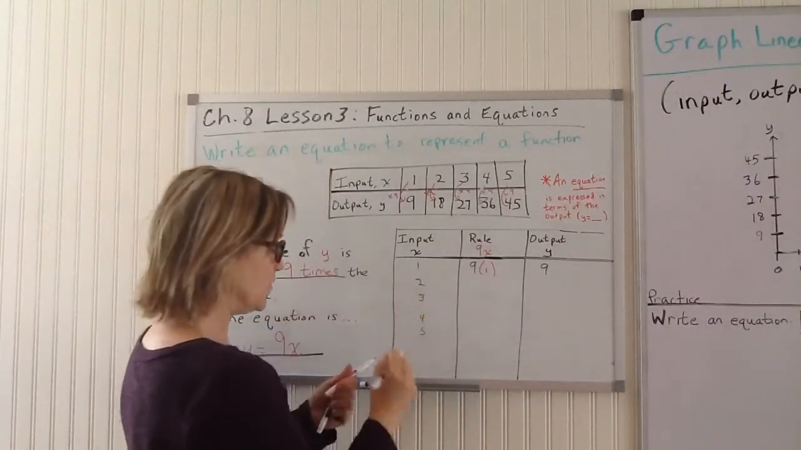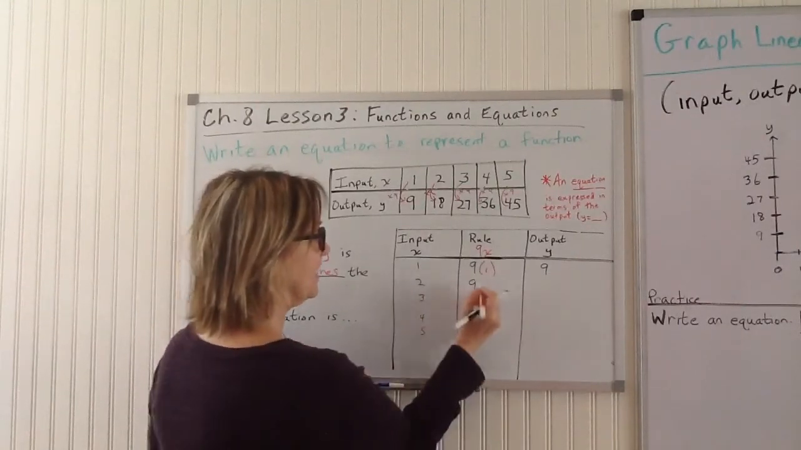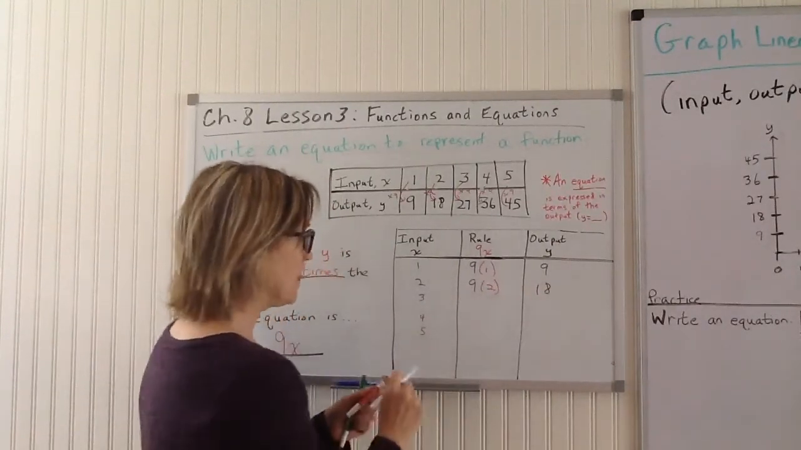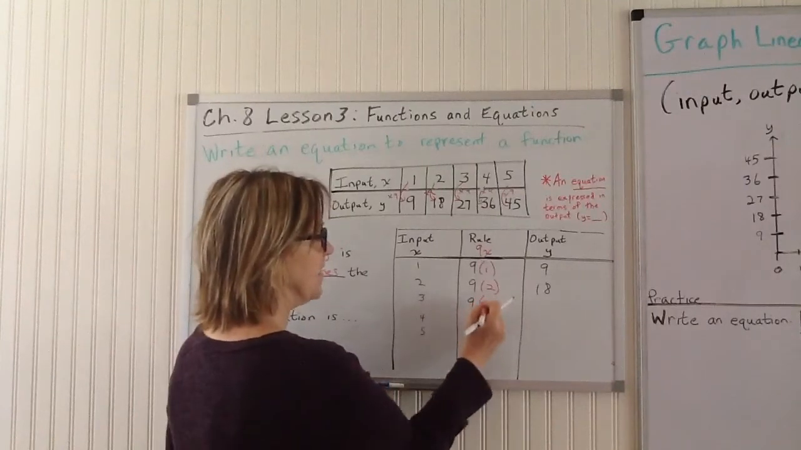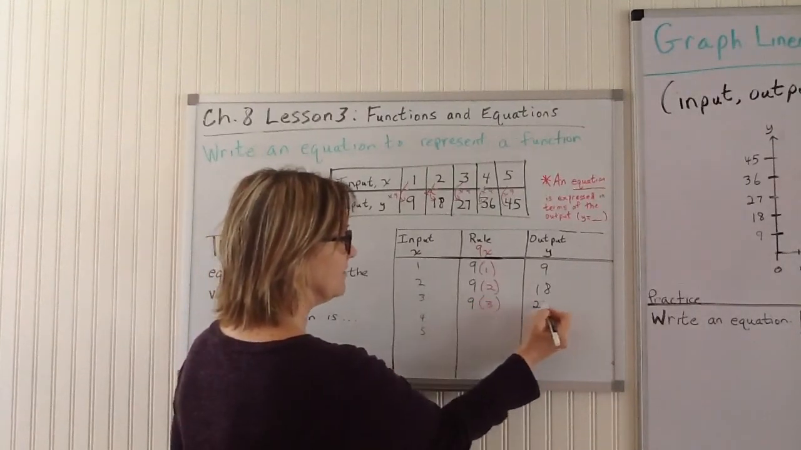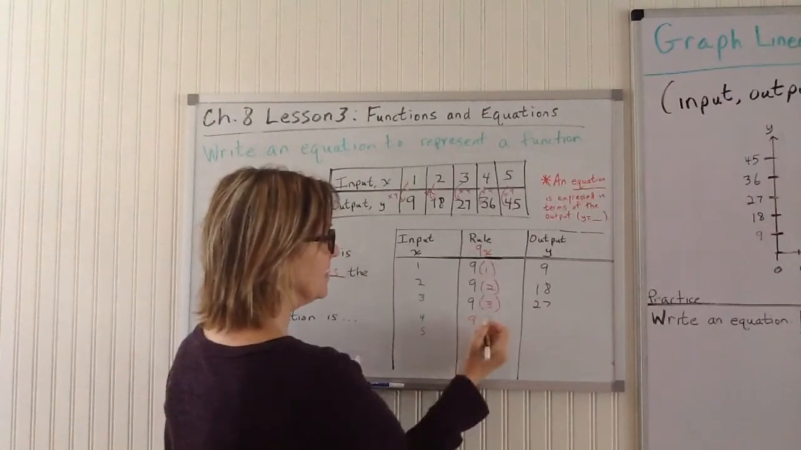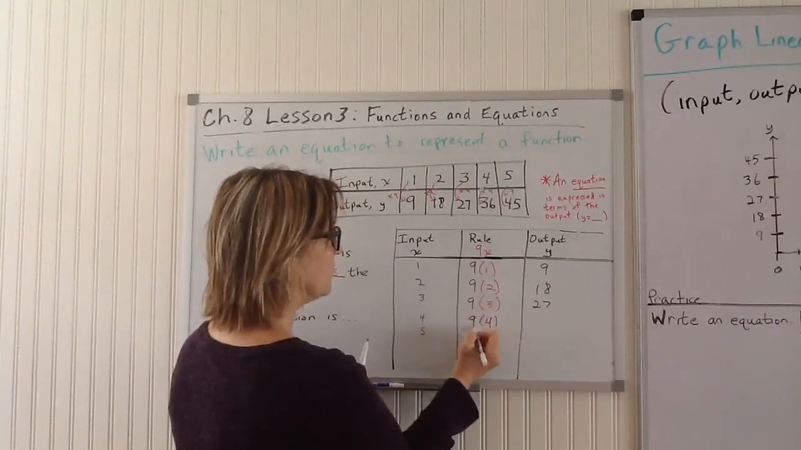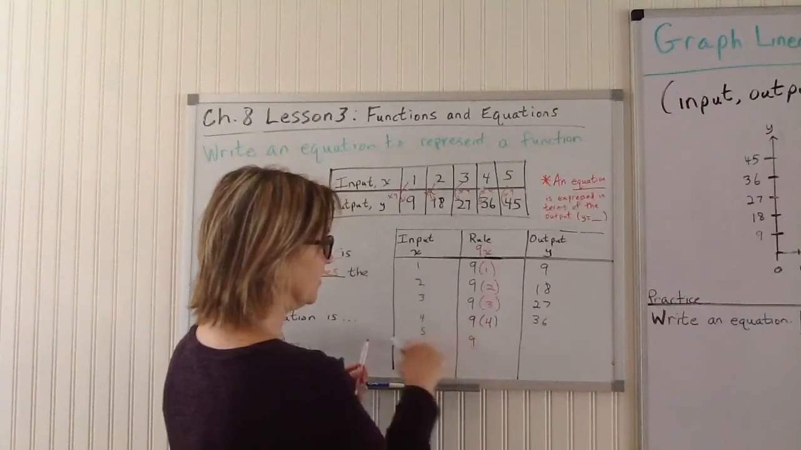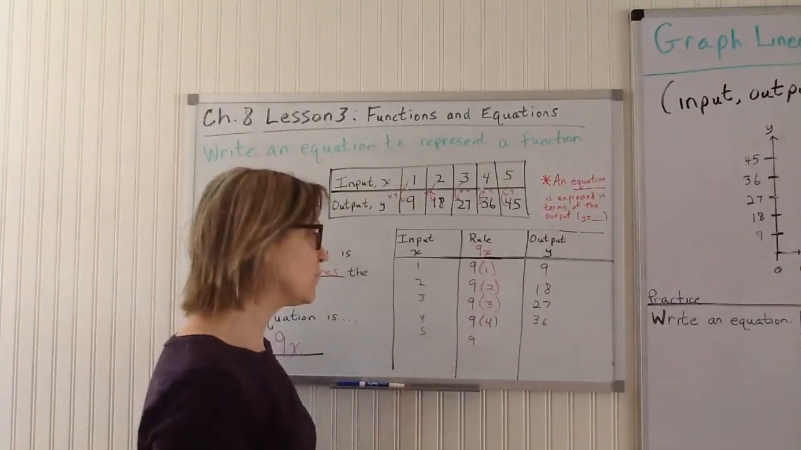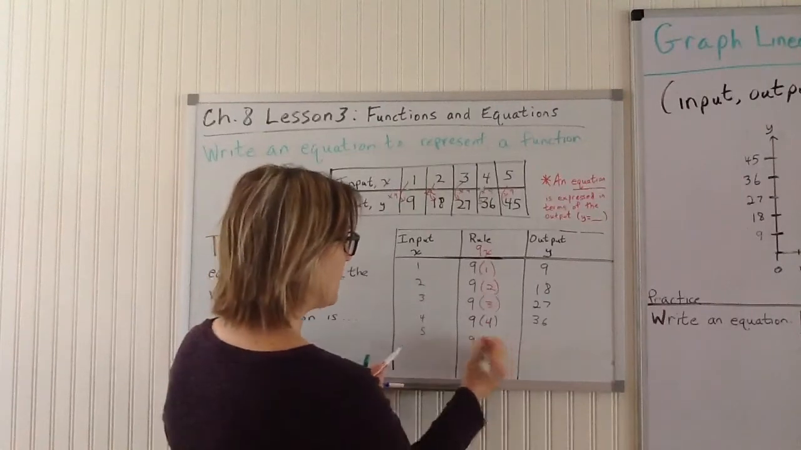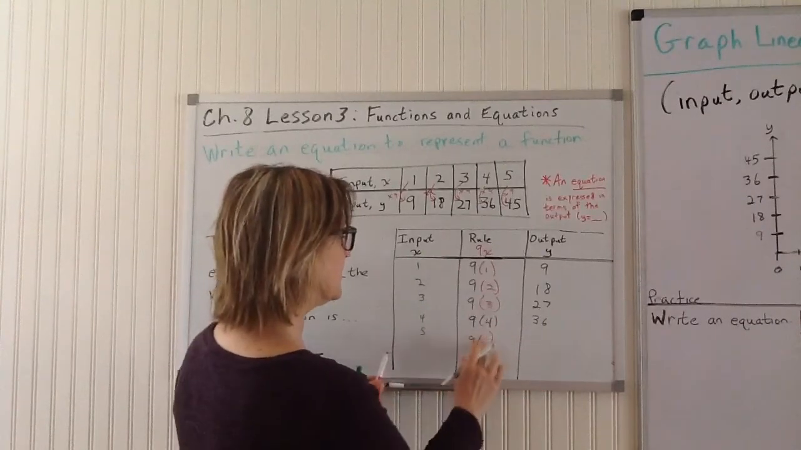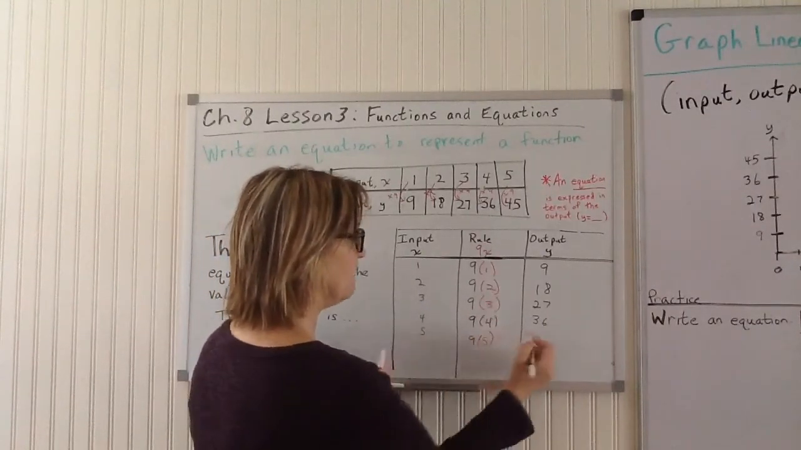The next one, if I input 2, I will multiply 9 times 2, and 9 times 2 is 18. That's my output. If I input 3, 9 times 3 is 27. Input 4, 9 times 4, whoops, did that backwards. 9 times 4 is 36. And finally, if I input 5, another word for my input is my independent variable. My output, or my dependent variable is, whoops, this should be 5, is 45.